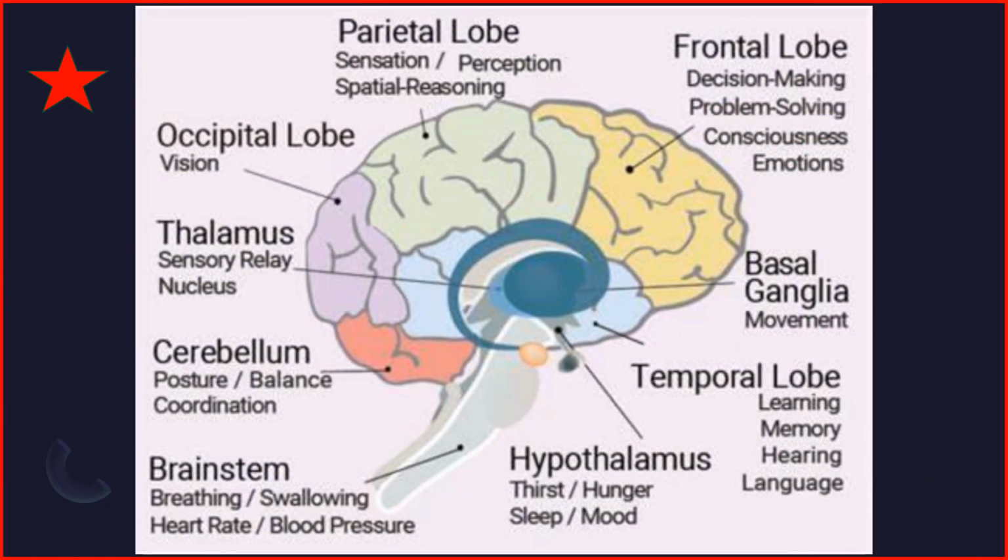Reviewing the lobes. We have the occipital lobe, the parietal lobe, the frontal lobe, and the temporal lobe. Remember, cerebellum is posture, balance, coordination, and brainstem is breathing, swallowing, heart rate, blood pressure. We will now move on to cover more deeply lying brain structures, the limbic system.